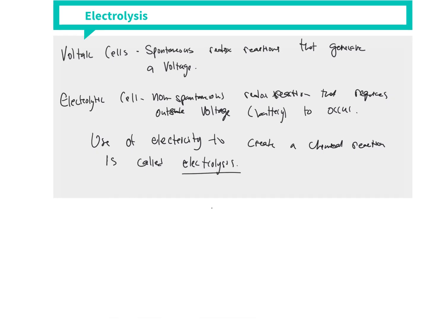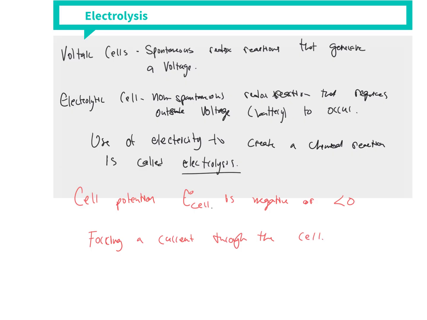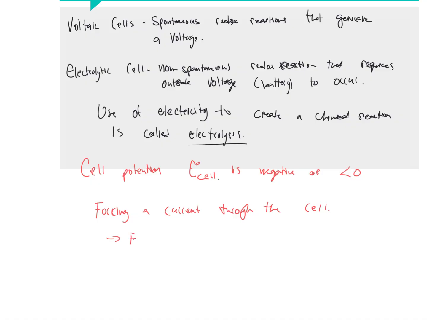Now, since it's a non-spontaneous reaction, what this basically means is that the cell potential, or E naught of the cell, is negative, or less than 0 is another way to say that. And so this basically works by forcing a current through the cell. So the cell potential itself is negative, and you force a current through it, and this is what forces the chemical reaction.